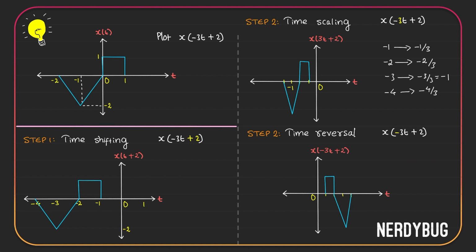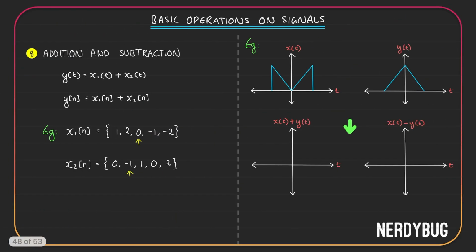There are some more operations that we can do, like adding two signals together or subtracting one signal from the other one, multiplying two of them together. Let us do some examples of those also. So first, let's consider addition and subtraction. In continuous time, we can write y of t is x1 of t plus x2 of t, and in discrete time, y of n is x1 of n plus x2 of n.